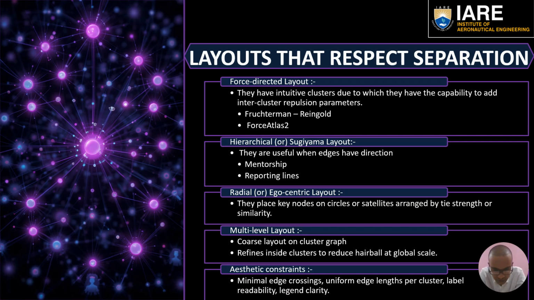The fourth one is multi-level layout. They are also known as coarse layouts on cluster graphs. They refine inside clusters to reduce hairball at global scale. And the final one is aesthetic constraints. Minimal edge crossings, uniform edge lengths per cluster, label readability, and legend clarity are considered as examples for aesthetic constraints. Hence, these are the layouts that respect separation.